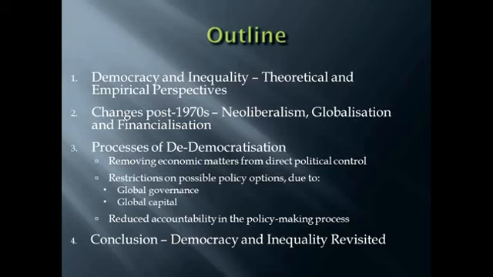I will then briefly outline some of the major politico-economic changes that have taken place since the 1970s, namely neoliberalism, globalisation, and financialization. And then in the main section, I will consider a number of ways that these changes have led to a transformation of democracy, and in particular, what I consider to be the de-democratization of economic policymaking. The conclusion will consider the implications of these changes for inequality trends and for the type of action that must be taken if levels of inequality are to be reduced.